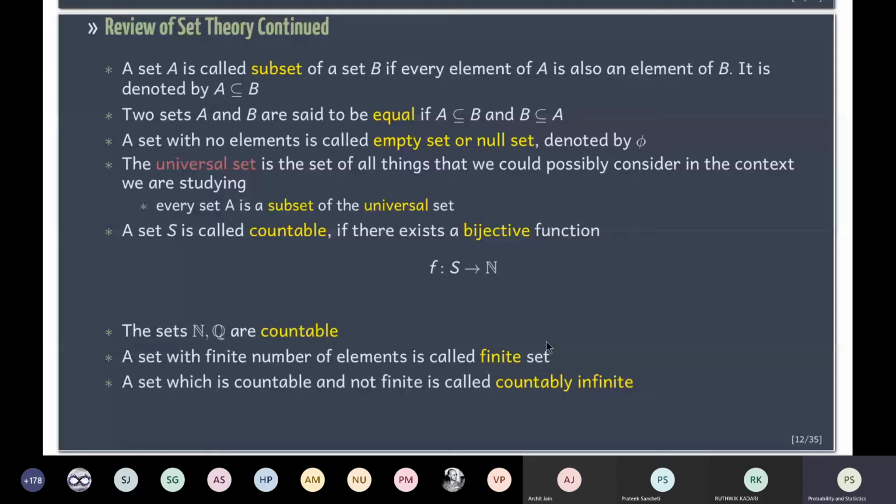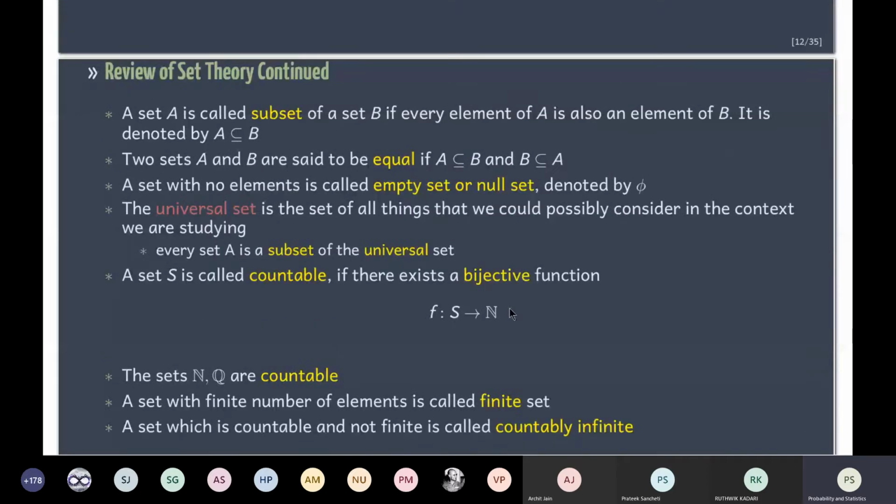So a set with a finite number of elements is called a finite set. And then sometimes we may have a set that is not really finite, but keeps going. This is how the natural numbers are. They are not finite, but they keep going up to infinity. So that's why the term countable came.